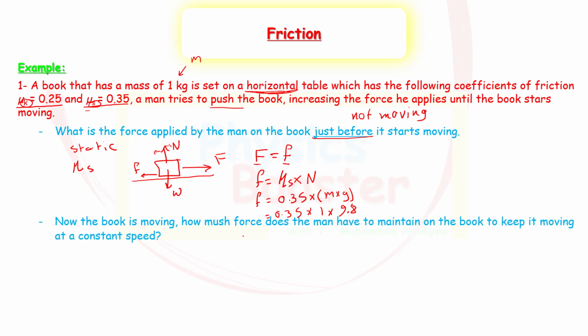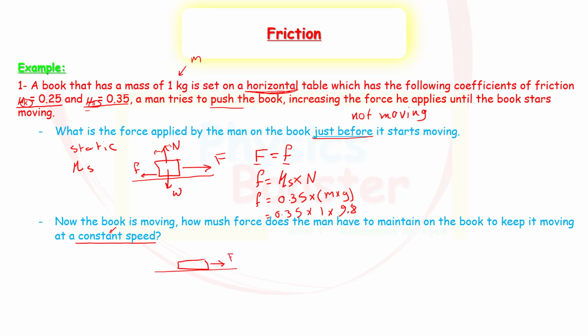Okay, so the book started moving. How much force does the man have to maintain on the book to keep it moving at a constant speed? Okay, this word constant speed has a very important meaning. We will be talking about it in very much detail in the next videos when we start solving dynamics problems. Until now, we didn't solve any dynamics problems. So, we know now that the book started moving, and it's on a horizontal surface.